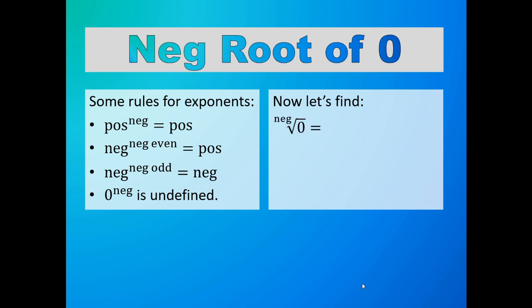Now let's find the negative root of 0. Now I cannot use this first equation because the answer to this exponent problem is positive and not 0. We cannot use the second equation because the answer to this exponent problem is positive and not 0. We cannot use the third equation because the answer to this exponent problem is negative and not 0. And the fourth one we can't use because it's undefined. So that means that the negative root of 0 is nothing, or that it is undefined.